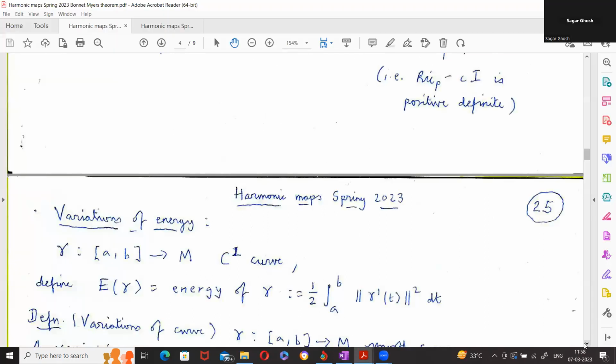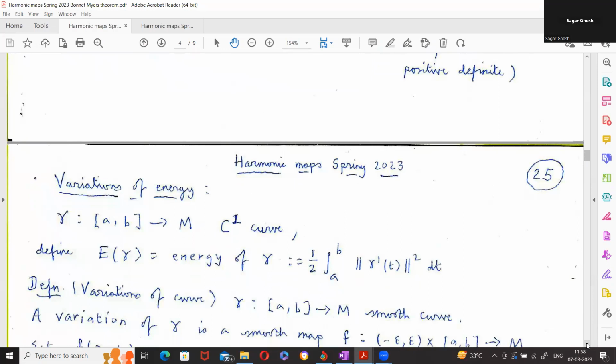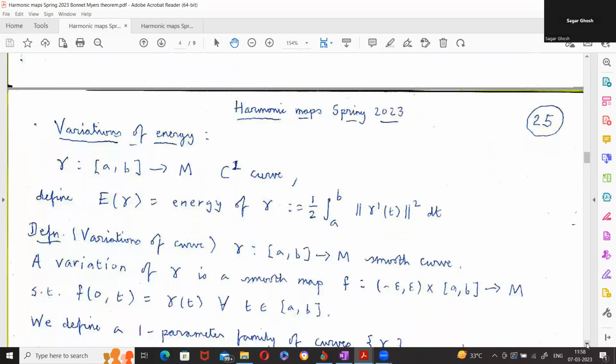Okay, so let me come to what will be a main topic of the rest of the course, something called energy. Suppose gamma is a C1 curve in my Riemannian manifold M, then we define the energy of gamma to be half the integral from A to B of norm gamma prime squared dt, okay?